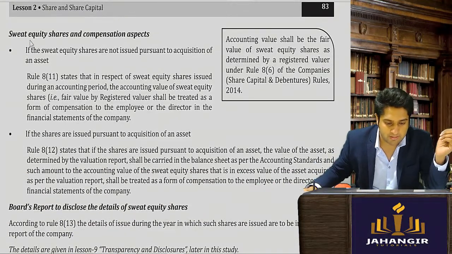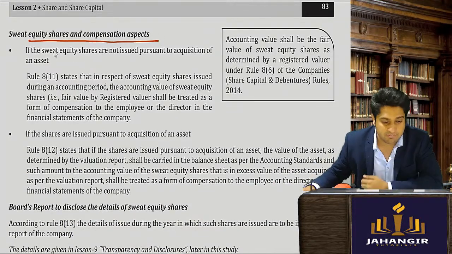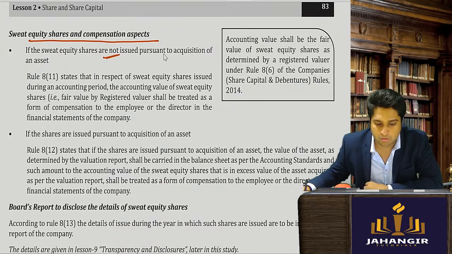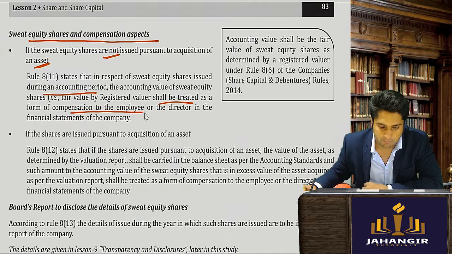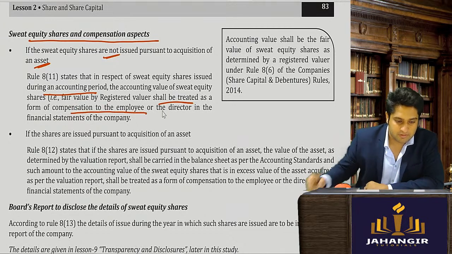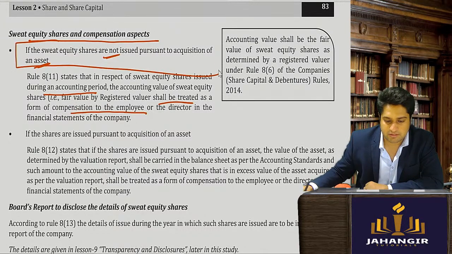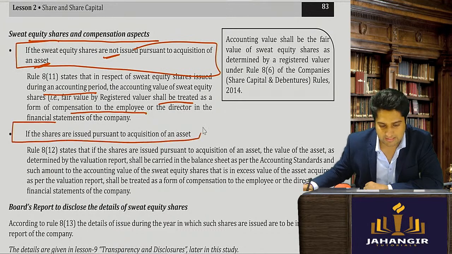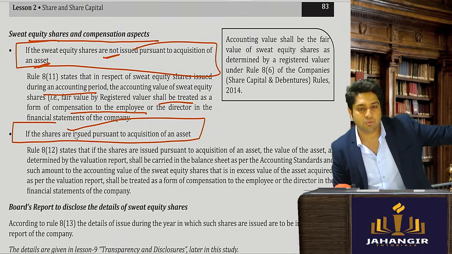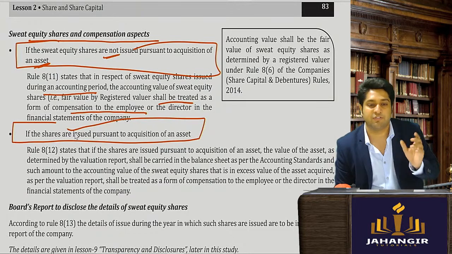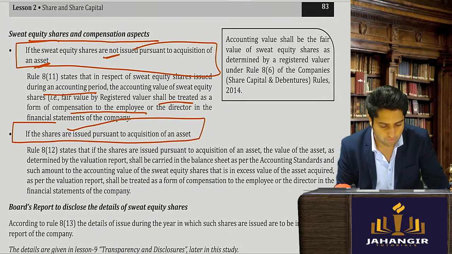Then sweat equity and compensation aspects. If the sweat equity is not issued pursuant to an acquisition of an asset, then in respect of that accounting period it shall be treated as a form of compensation to the employees. Now this is the same: it depends on whether it is in the form of an asset or not in the form of an asset. So if the sweat equity issued is against what it is issued, whether it is following an asset or not following an asset.